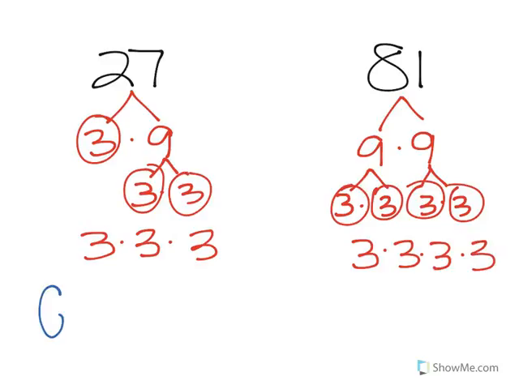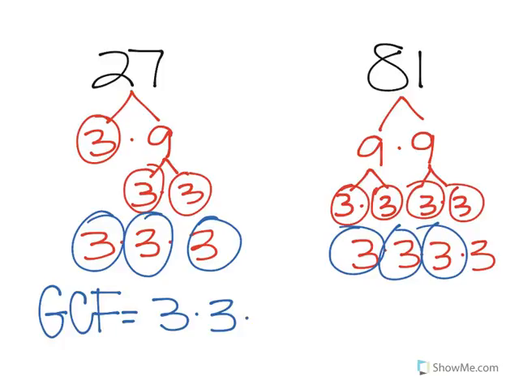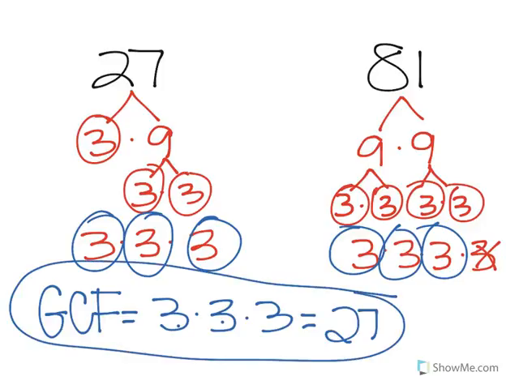Now, to find my greatest common factor, I'm going to look for pairs. A set of 3's, write it down once. Another set of 3's, write it down once. Another set of 3's, write it down once. And this 3 over here does not have a pair, so I'm not going to worry about it. And then I can solve. 3 times 3 is 9, times 3 is 27. So my greatest common factor is 27.